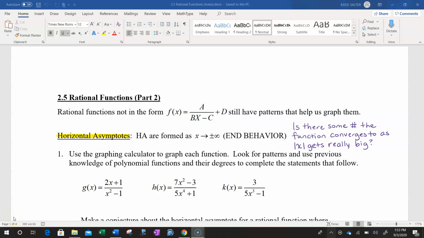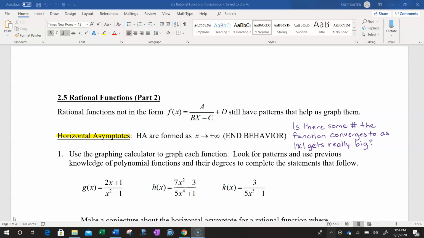Okay, so in the second part of rational functions, we're going to be looking at rational functions that are not of that form where we can see the transformations. So sometimes we have a rational function, we're like, oh, okay, that's just that reciprocal function, shifted left 2, down 5, stretched vertically by a factor of 3, and we can see that. But what do we do when it's not written in that form?